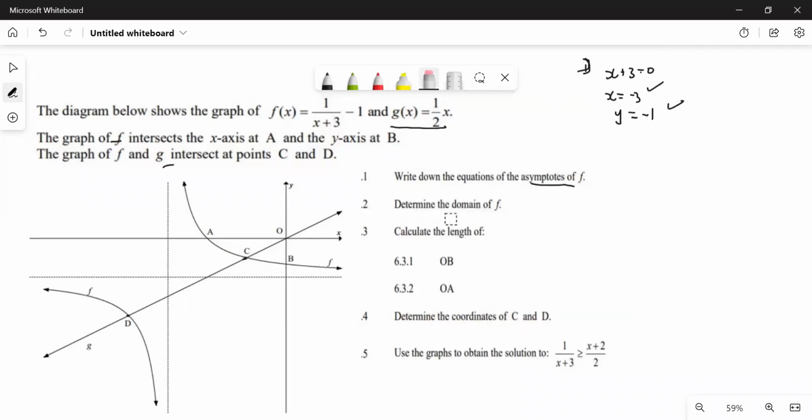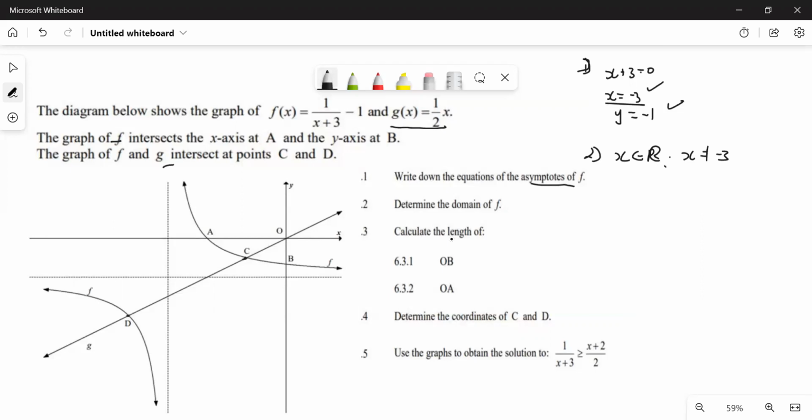And then they say determine the domain of f. Now we know something about the domain again. Now, what is going to be the domain? Domain is going to be everything except this thing again. So we're going to say number 2, x is going to be an element of all the real numbers, but x cannot be what? x cannot be minus 3. And you see this one assists you because you already got it from the equation of the asymptote.